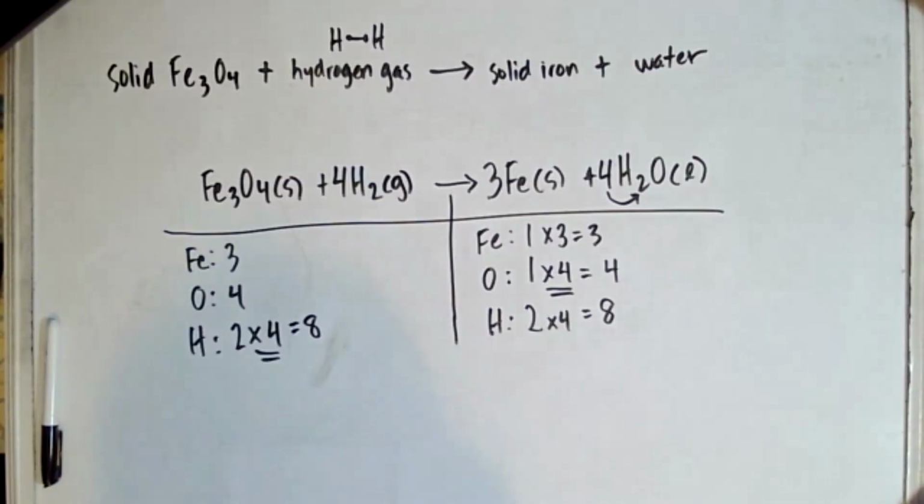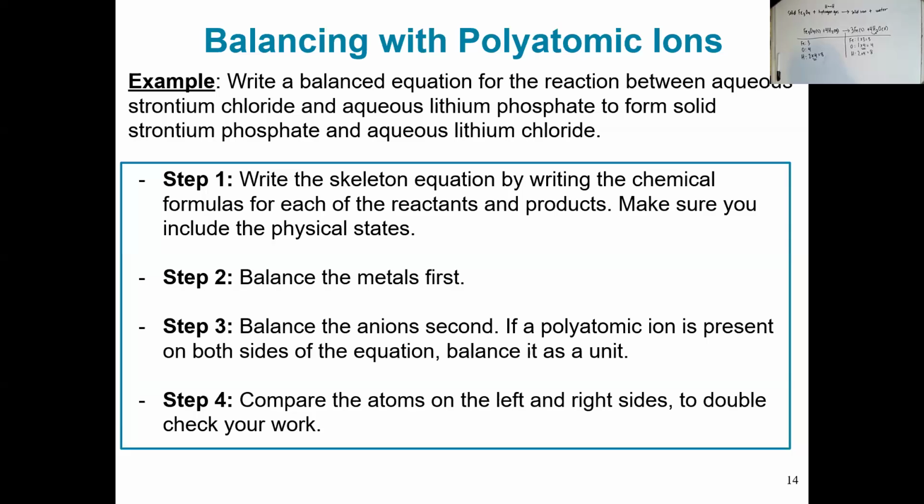Let's look at a reaction with polyatomic ions in it next. Our reaction is not going to really change very much when we have a reaction that has polyatomic ions in it. But the one thing that we really want to mention in reactions that have polyatomic ions is that you don't necessarily have to separate out the individual elements of a polyatomic ion in order to balance your equation.